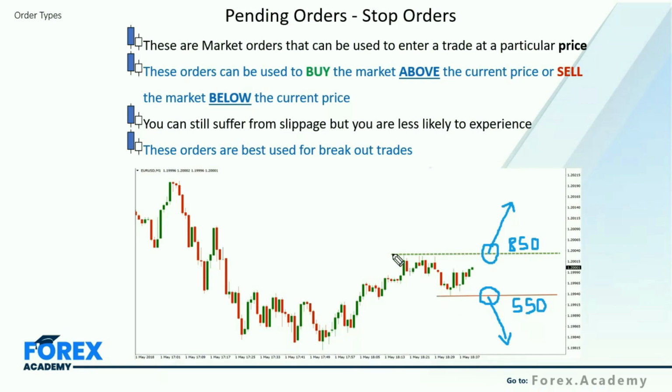That's why these types of orders can be best used for breakout trades, because we could identify the green line as a breakout trade to the upside, and we can also identify the red line as a breakout trade to the downside. So hopefully that makes some sense. These orders are called stop orders: buy and sell stop orders. Okay, so that's just a very brief visual there for you.